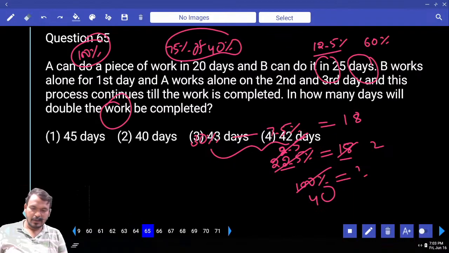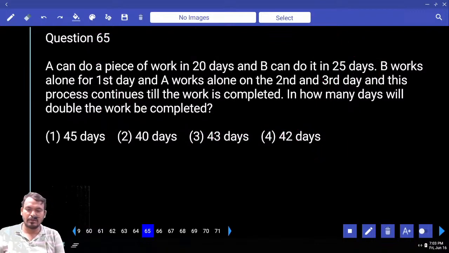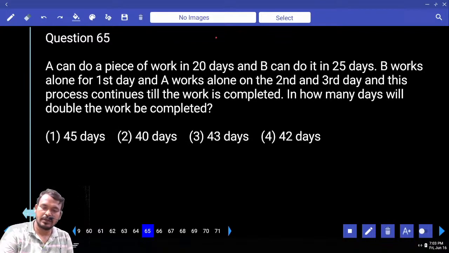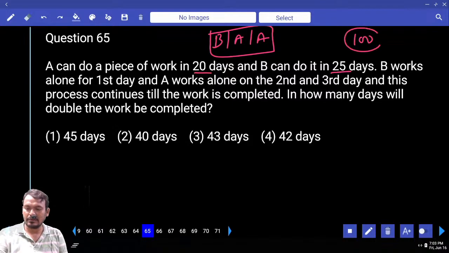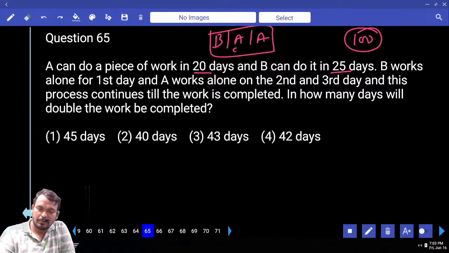Next 65. A can do a piece of work in 20 days, B can do it in 25 days. B works alone for first day and A works alone on the second and third day. First day B work, second and third day A work. On first day B, second day A, third day also A or not? Okay. What is the LCM of 20 and 25? 100. Total work is how much? 100. A efficiency 5 parts, B efficiency 4 parts.